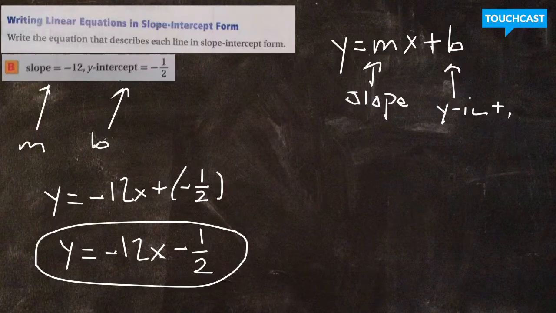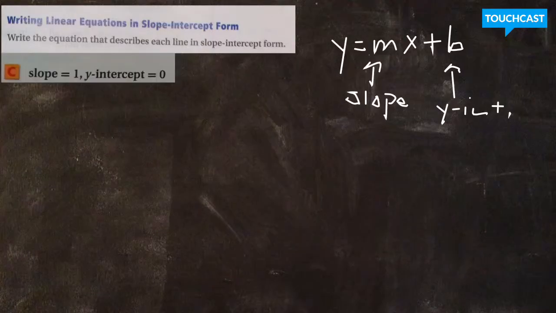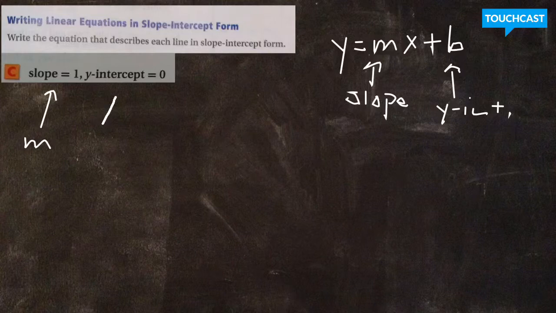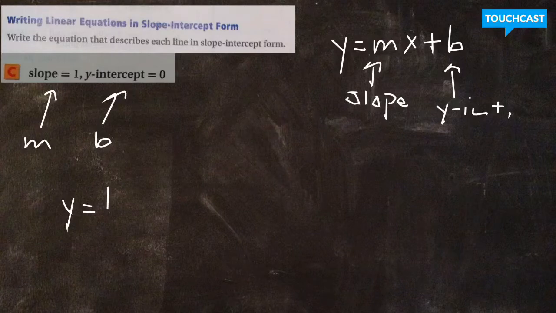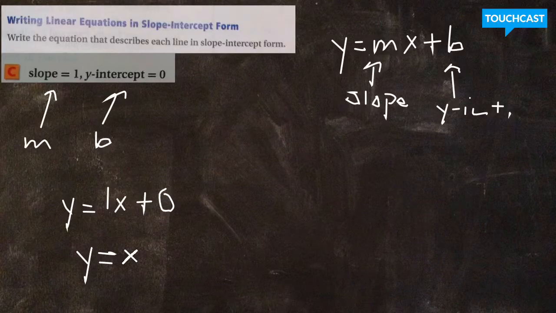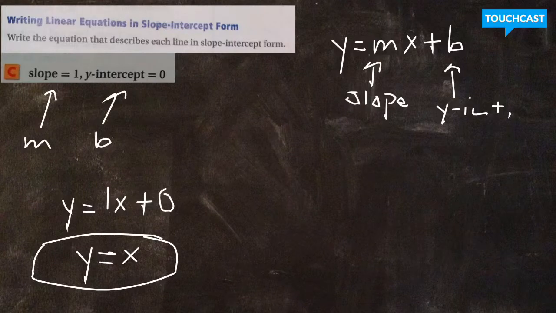So let's look at another one. Let's look at 2c. So this time we have a slope of 1. So m is 1. And we have a y-intercept of 0. So b is 0. So we plug those in for m and b into y equals mx plus b. We'll have y is equal to 1x plus 0, or just simply y is equal to x. And then we're done with 2c. So let's look at 2d.